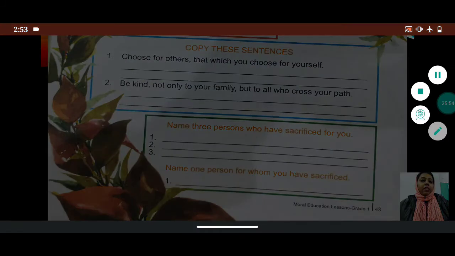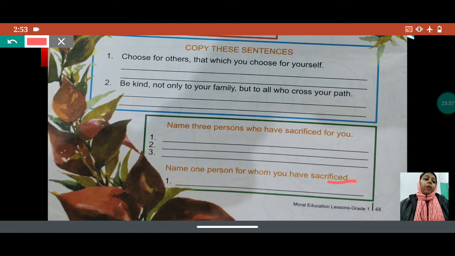Now, next question is, name 1 person for whom you have sacrificed. Now here you have to write that person's name for whom you have sacrificed. Till now you have written 3 persons' names who have sacrificed for you. Now it is your turn. You have given your valuable thing or important thing. So it can be either your friend, your mother, your family members. So anyone's name you can write, either your mother, or your father or your friend. So you have to write anyone's name for whom you have really sacrificed your most valuable thing. Okay.